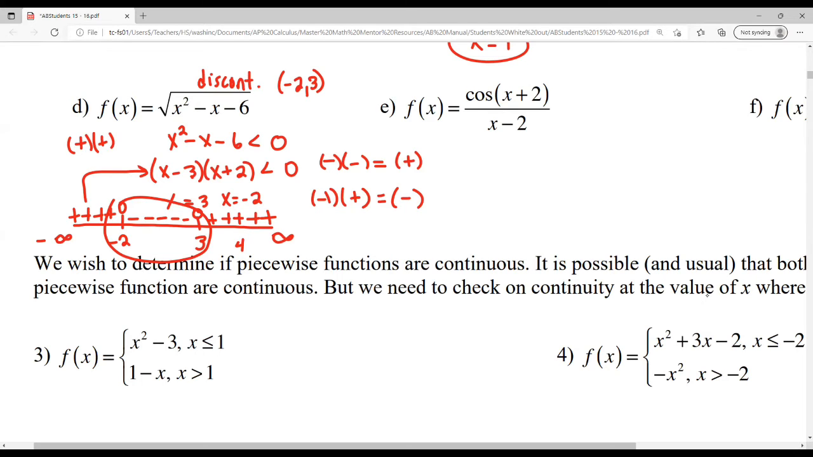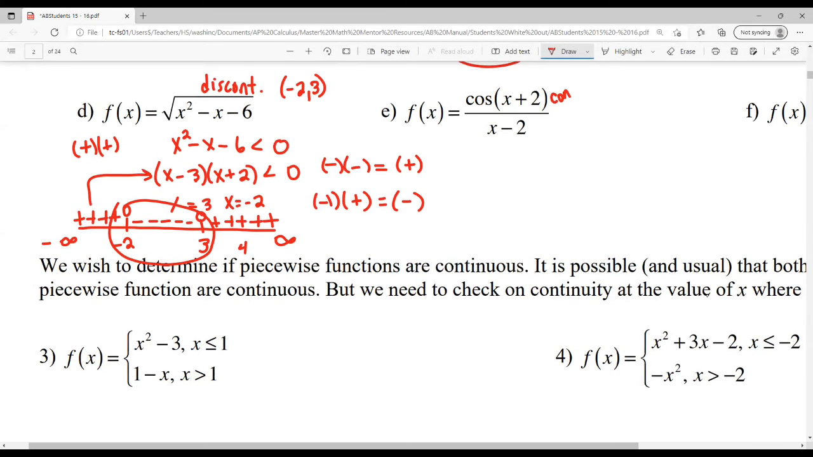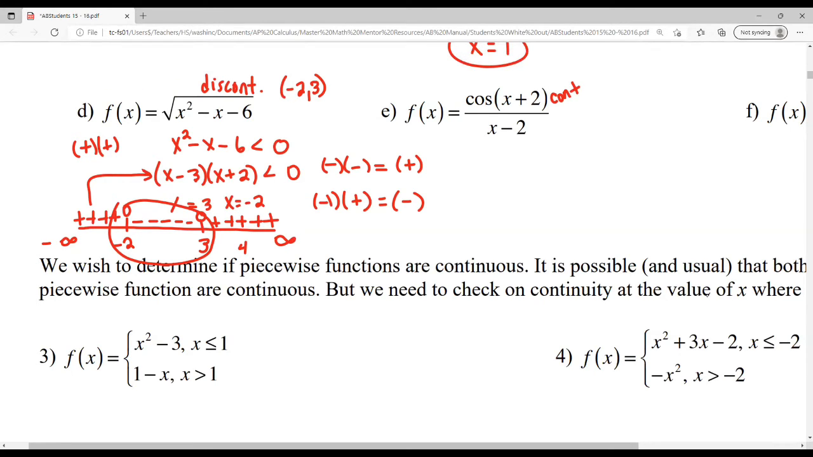Part E, cosine is continuous everywhere, but we have a fraction, x minus 2, and we can't divide by 0. So where would that be equal to 0? That would be equal to 0 at 2. So this function would be discontinuous at x equals 2.